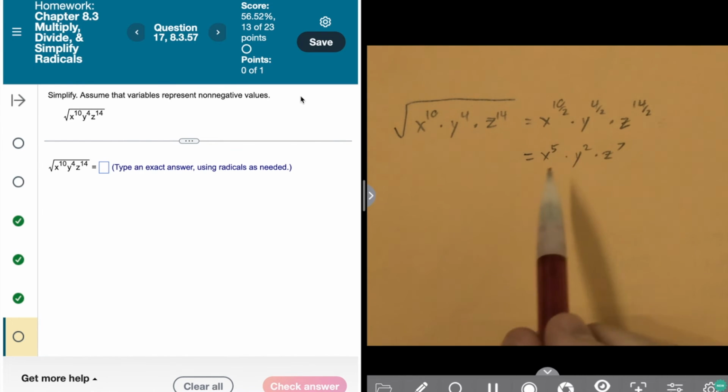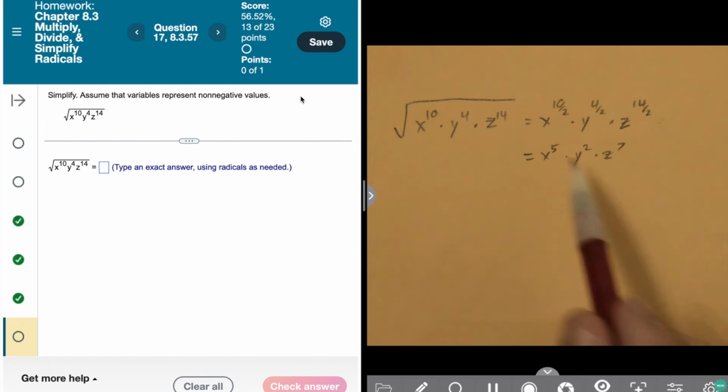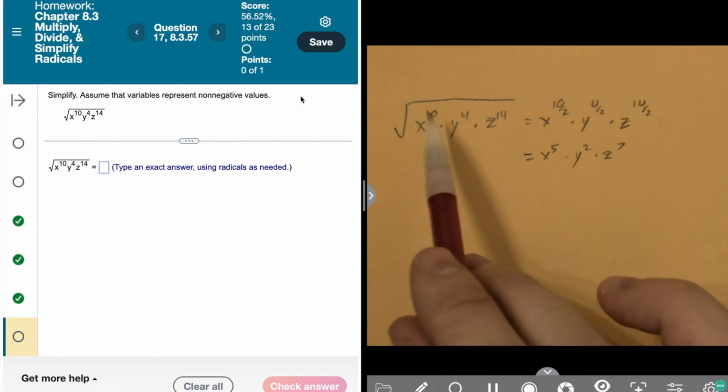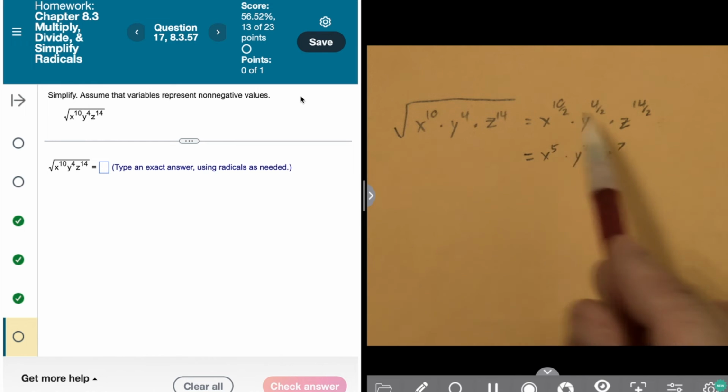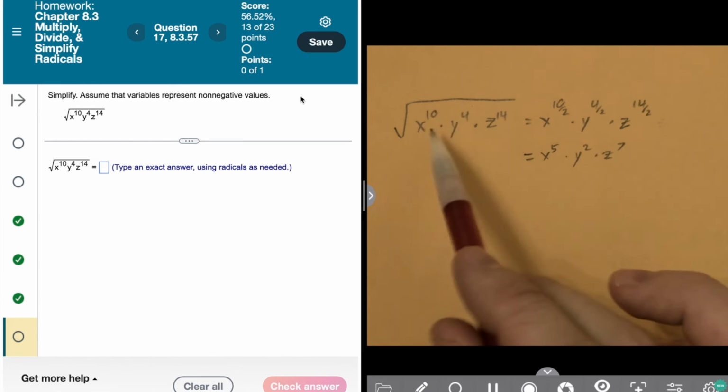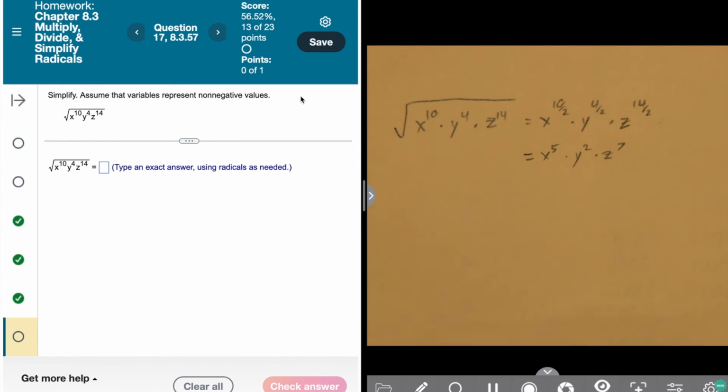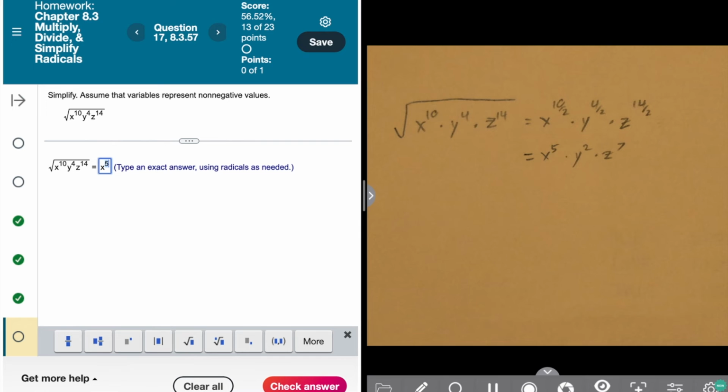One very important point to make, and this is going to show up later in 8.4 and so on, is this kind of just using that square root on each exponent is only possible when all we're doing is multiplying or dividing on the inside. If there were addition or subtraction signs, there would be a lot of different stuff going on here to try to simplify. But x to the 5th, y squared, z to the 7th.